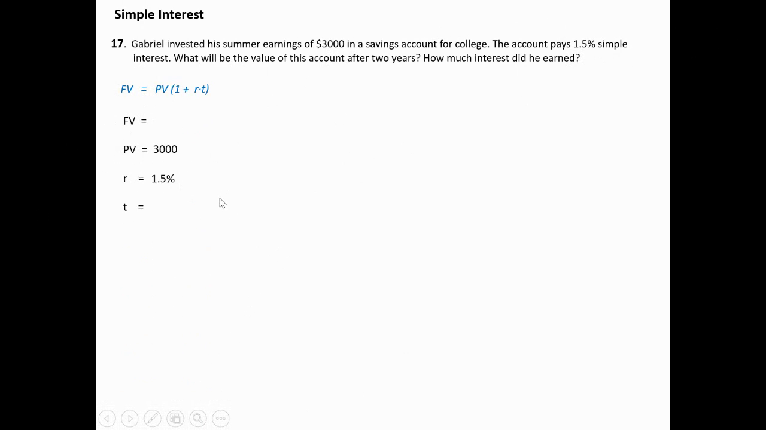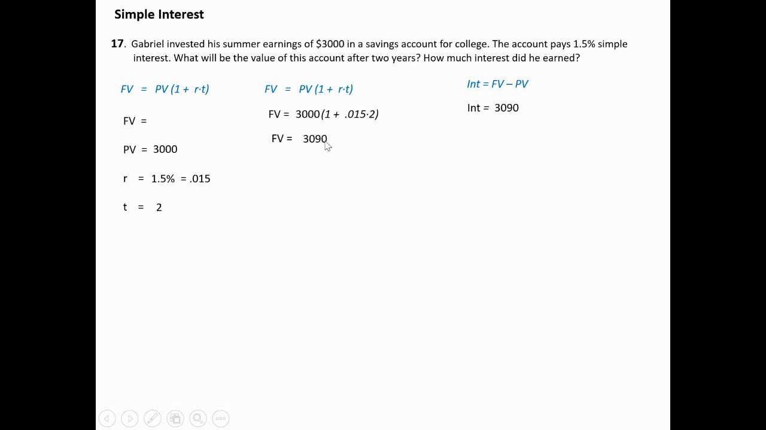But you have to convert it to a decimal. You can divide 1.5 by 100 or move the decimal place 2 places to the left and drop the percent symbol, which will be 0.015. And the time has to be in years, right? So it says, what will be the value of the account after 2 years, so T equals 2. So all we do is plug into the formula, and just put it how it is in the calculator. So that's the solution, which is $3,090.